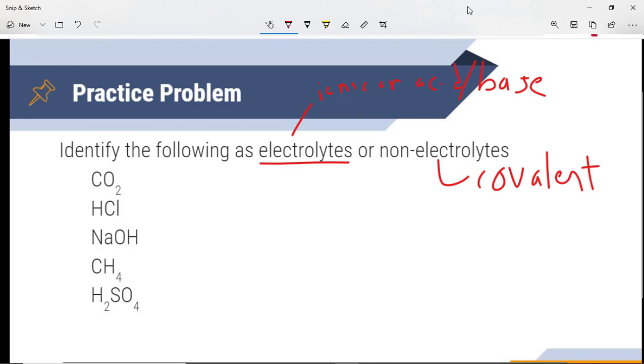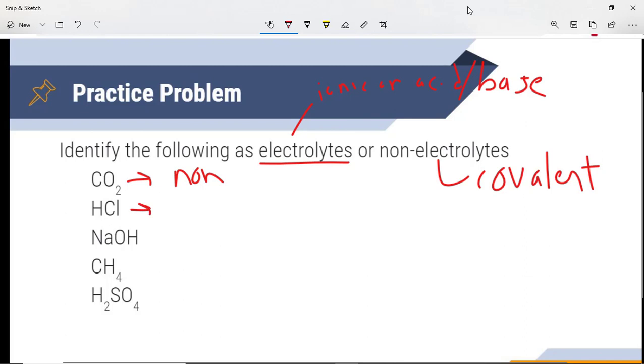Okay, so let's take a look. CO2. So it's not an acid or a base because it doesn't start with an H or end with an OH. Is it metal plus nonmetal or two nonmetals? You see it's two nonmetals, so it's covalent, so this is a non-electrolyte.